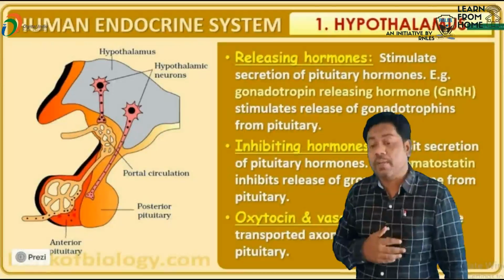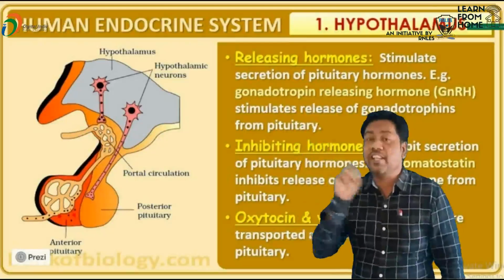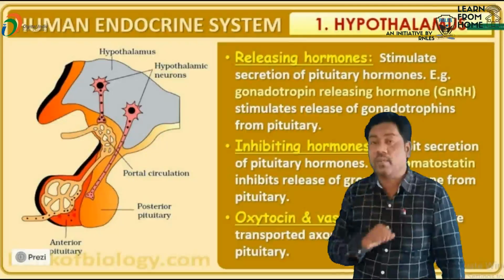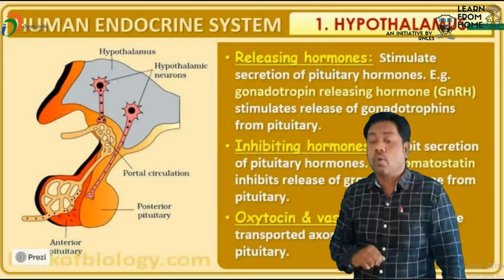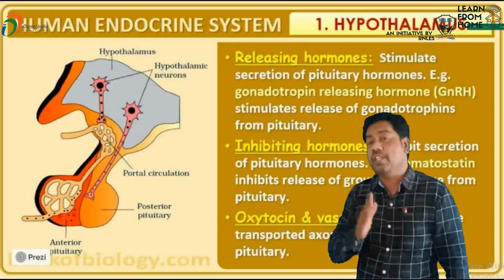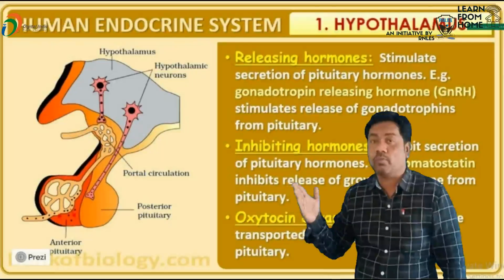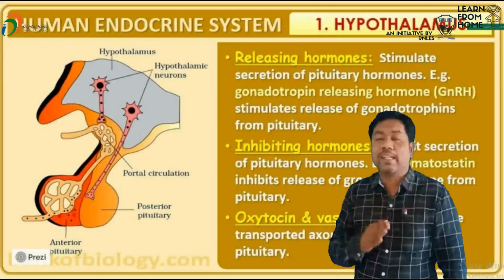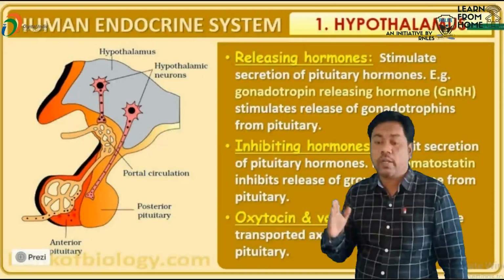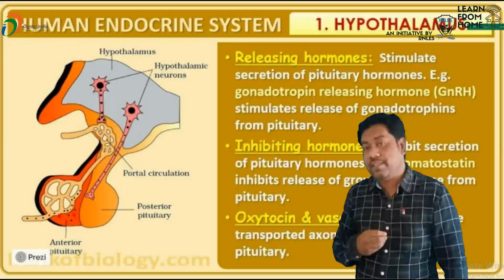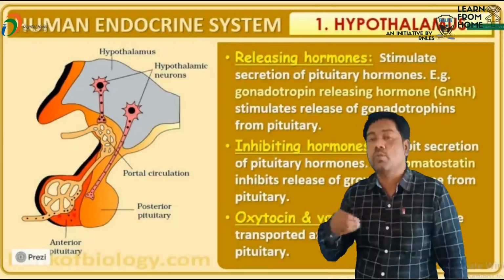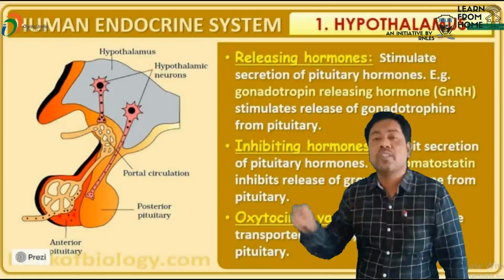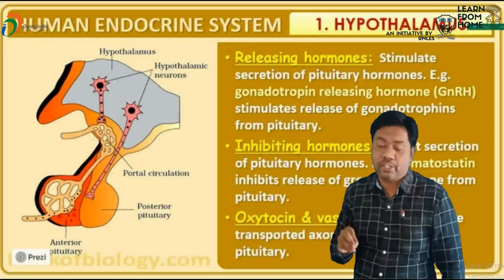What is the releasing hormone, beta? It stimulates the secretion of pituitary hormone. That is what is called a releasing hormone. For example, gonadotropin releasing hormone, GnRH. What is the example of GnRH? Somatokinin. That somatokinin stimulates the pituitary gland to produce the anterior pituitary secretions.